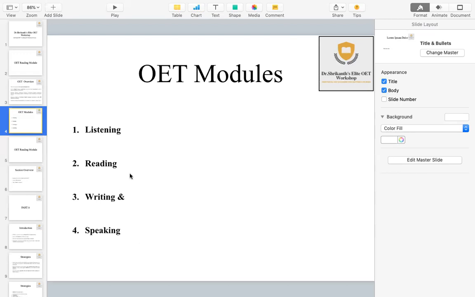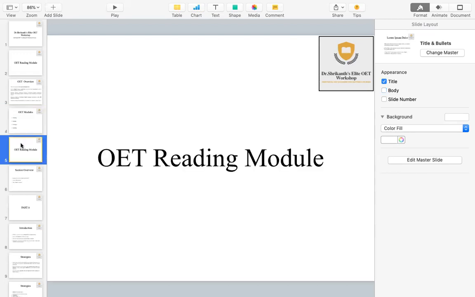Today, as I mentioned to you before, we'll be focusing only on the reading section. Regarding reading, I shall give you certain tips, certain strategies, and some basic information so that you can approach the OET reading module with a little bit more confidence and a little bit more idea, so that we can help you to enhance your OET reading scores.